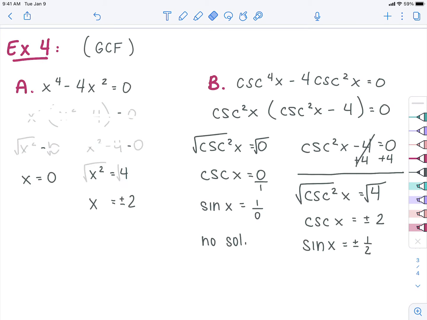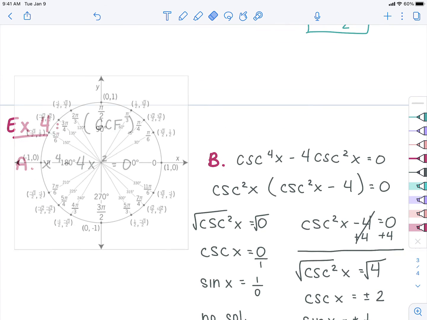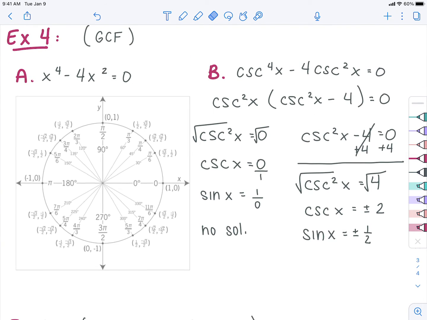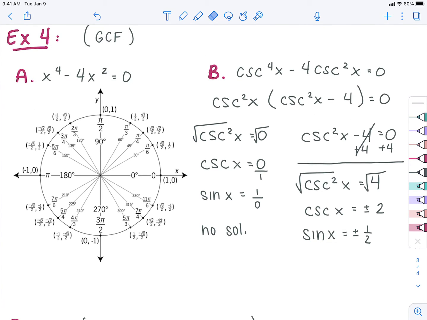So I'm going to grab my unit circle again so we can look at it. My y values are positive or negative 1/2 any time I'm dealing with a denominator of 6. So all of my answers here are going to be x equals pi over 6, 5 pi over 6, 7 pi over 6, and 11 pi over 6.